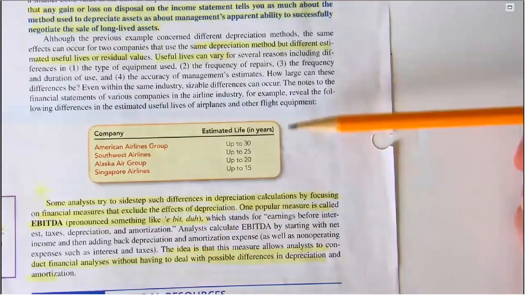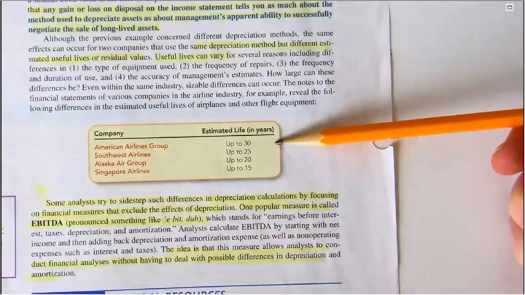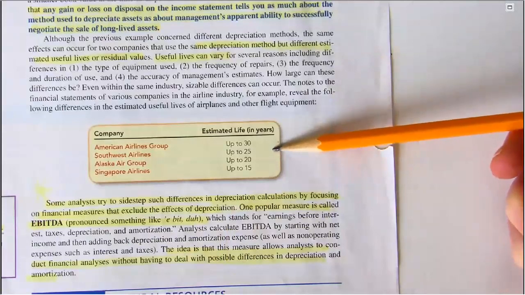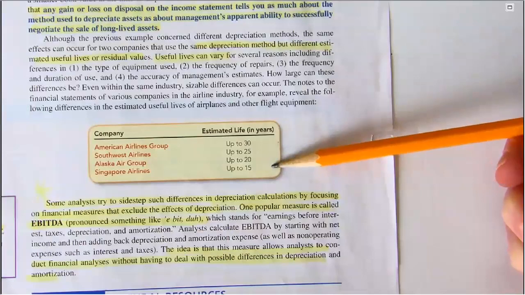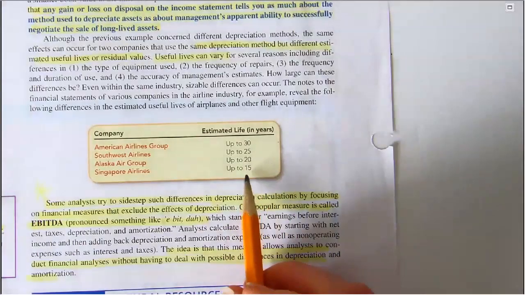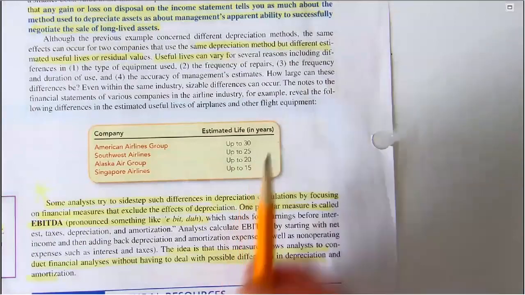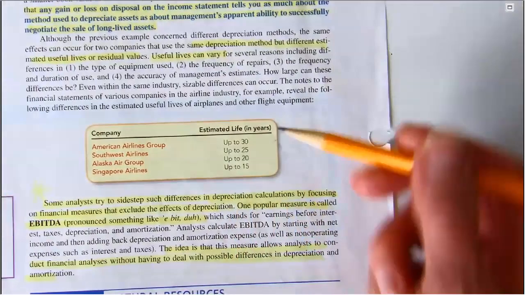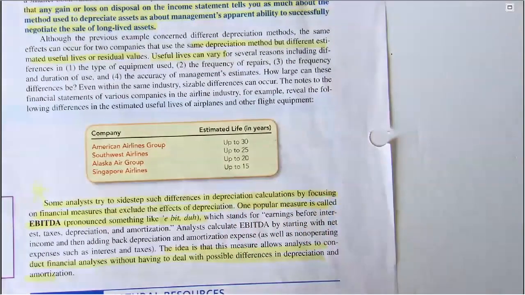American Airlines depreciates their planes over 30 years, Southwest over 25, Alaska over 20, and Singapore over 15. So Singapore's accumulated depreciation expense, and consequently accumulated depreciation, is going to be higher than American Airlines' because they've got literally half the useful life that American Airlines has.